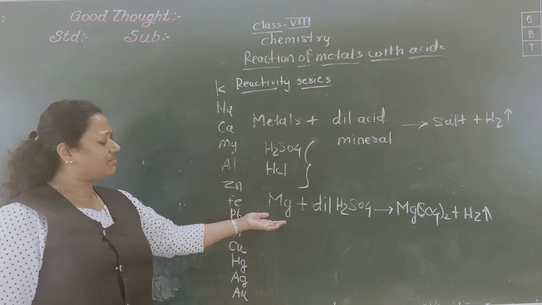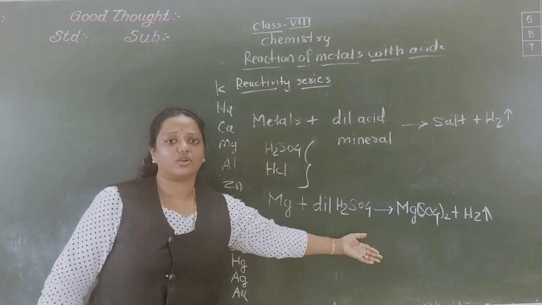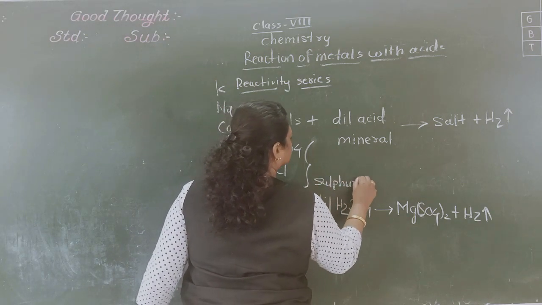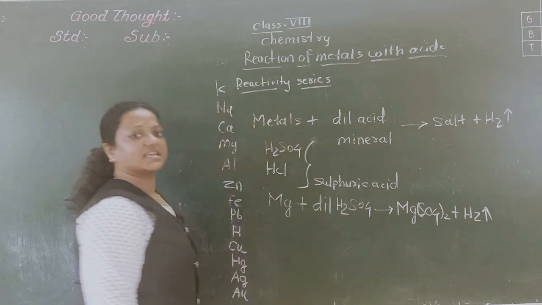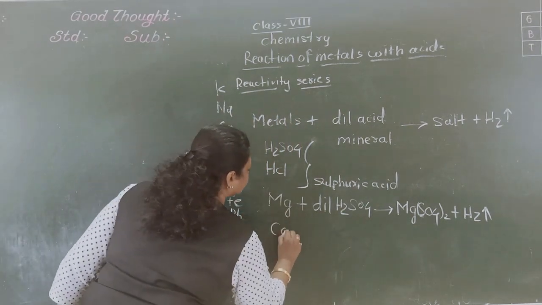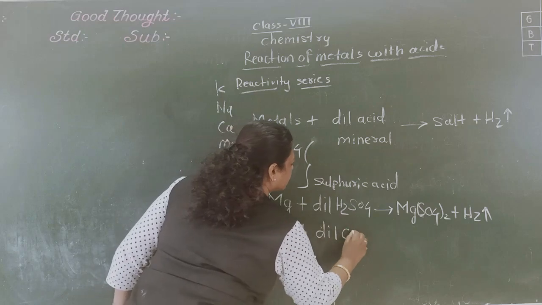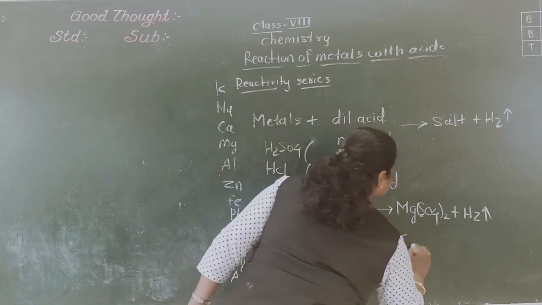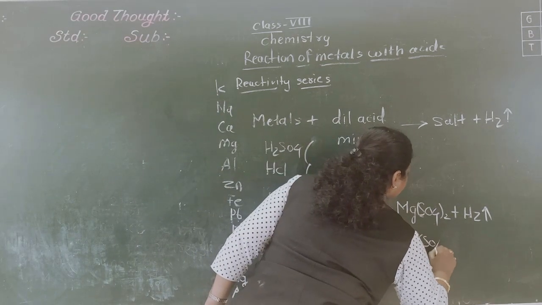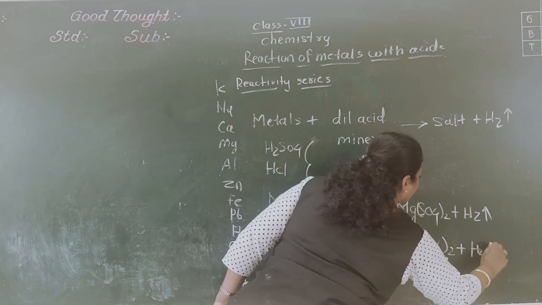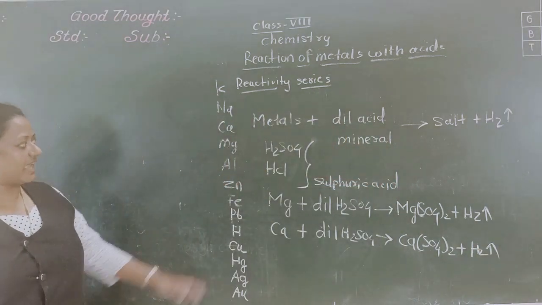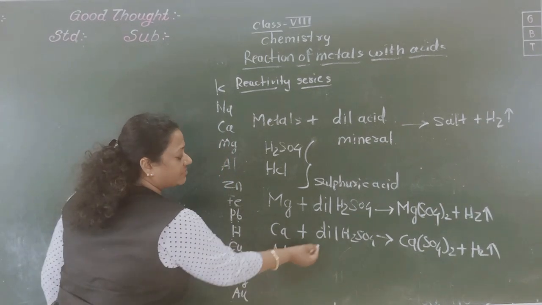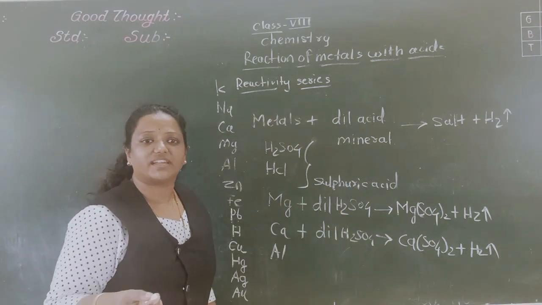Understood, students? Whenever magnesium reacts with dilute sulfuric acid, what is the name of this acid? Sulfuric acid. If you take calcium and dilute H2SO4, then what would the reaction be? Calcium sulfate plus H2 will be released. Understood? Calcium can react. If you take aluminium and try to react it, then aluminium sulfate can also be formed.